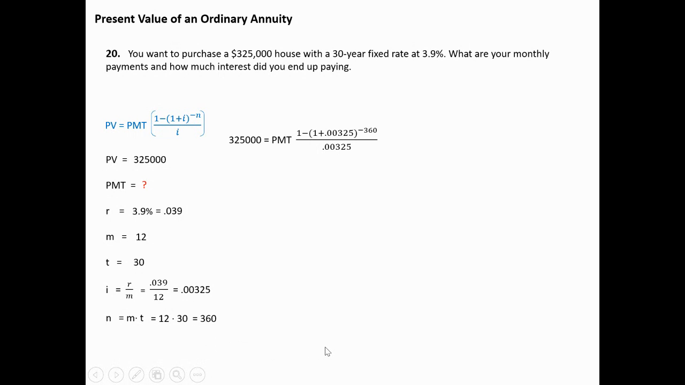So now let's plug everything into the formula, right? But in this case, we're solving for the payment. Okay, again, how to put it in the calculator without leaving the calculator, like a steady flow. You're going to input the numerator on the right side, which will be 1 minus parentheses 1 plus 0.00325 parentheses to the power of negative 360. You're going to put that in and you enter, and this is what you should see.